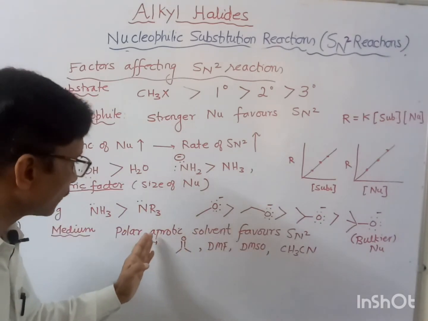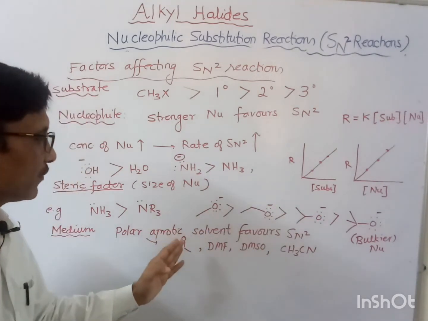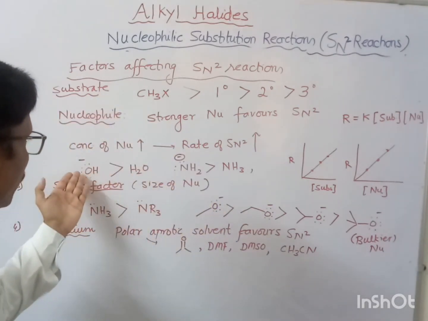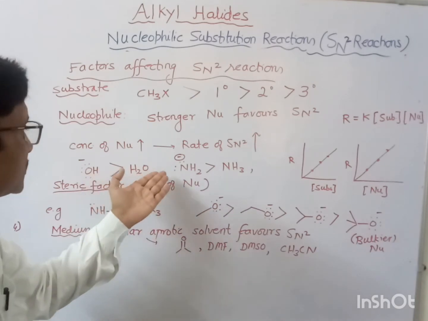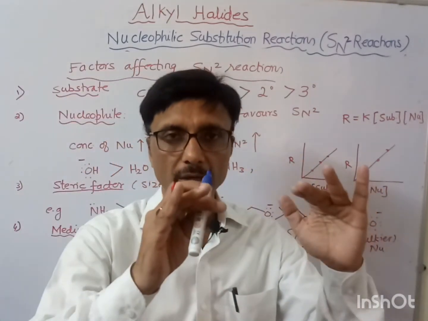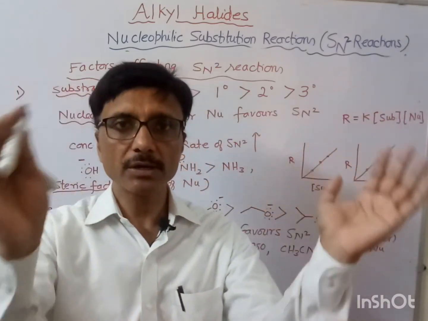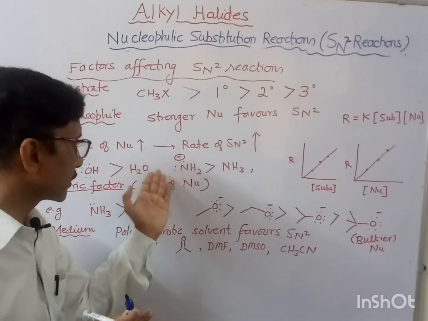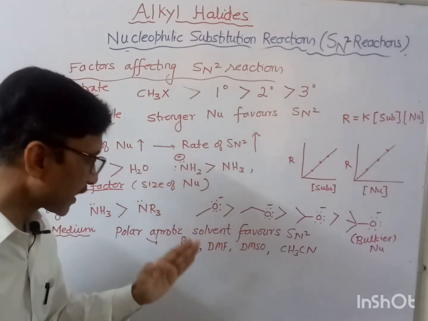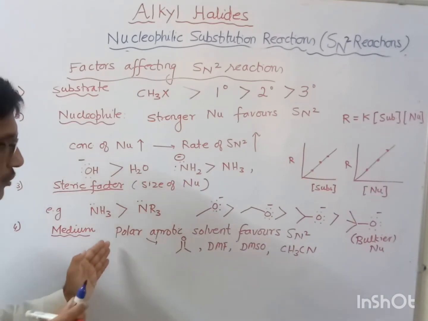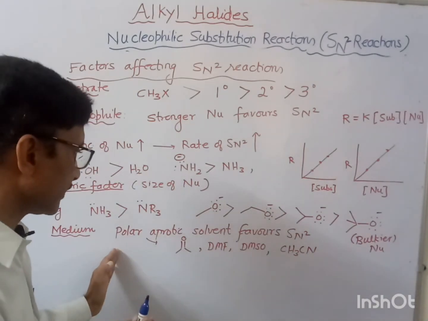Otherwise, if we have a polar protic solvent, then it may form hydrogen bonds with the nucleophile. With these nucleophiles, the solvent will form a shell around them. So that's why the nucleophile cannot attack in that case. I have already discussed this polar protic and aprotic solvent for the nucleophilic substitution reaction.